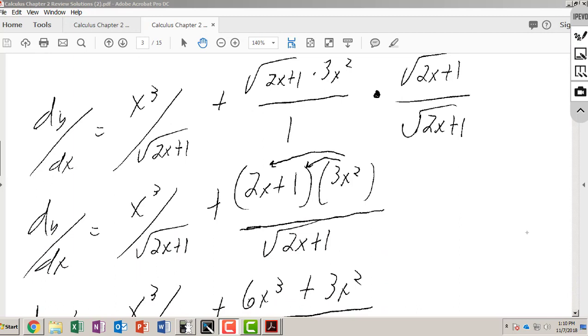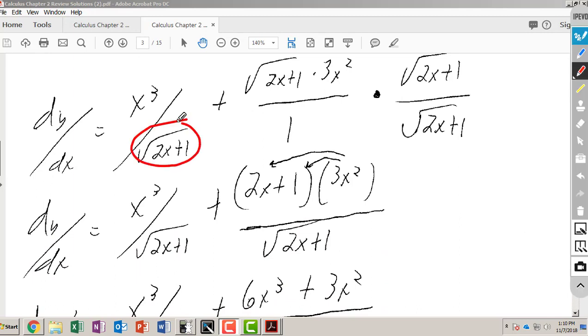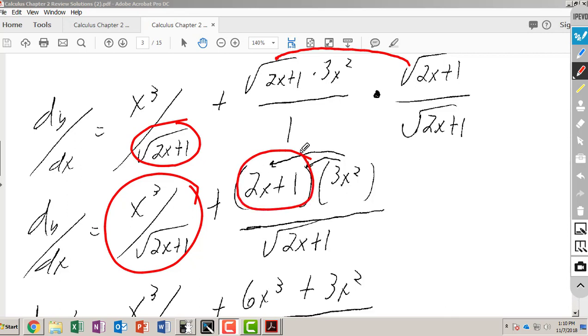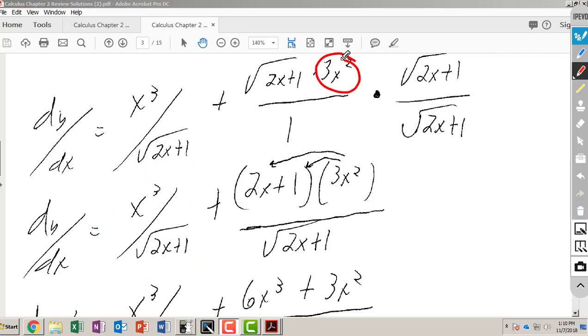So notice on this side, I already have my common denominator, so this side stays the same. Now on this side, when I multiply the square root of 2x plus 1 times the square root of 2x plus 1, notice that just leaves me with 2x plus 1. And then I still have my 3x squared, and that's all over the square root of 2x plus 1.